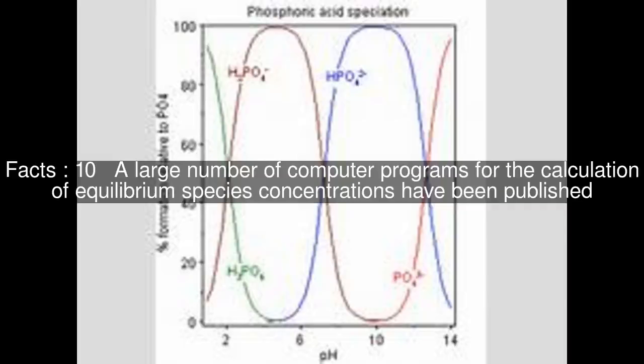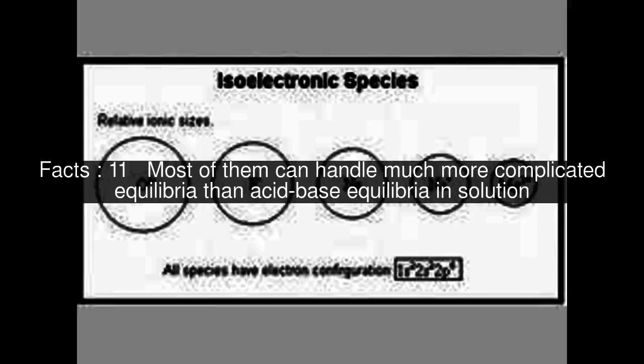A large number of computer programs for the calculation of equilibrium species concentrations have been published. Most of them can handle much more complicated equilibria than acid-base equilibria in solution. For details concerning general-purpose programs, see computer programs for calculating species concentrations in chemical equilibrium.